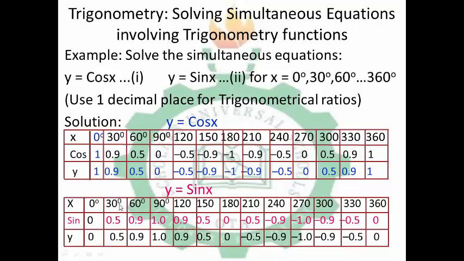Sine 30 degrees is 0.5, therefore y is also equal to 0.5. Sine 60 degrees is 0.9, therefore y equals 0.9. Sine 90 degrees is 1, therefore y equals 1. We go on until we get to 360 degrees. For example, sine 360 degrees is 0, therefore y equals 0. Here, sine 270 degrees is minus 1, y equals minus 1. So that is how the table is constructed.